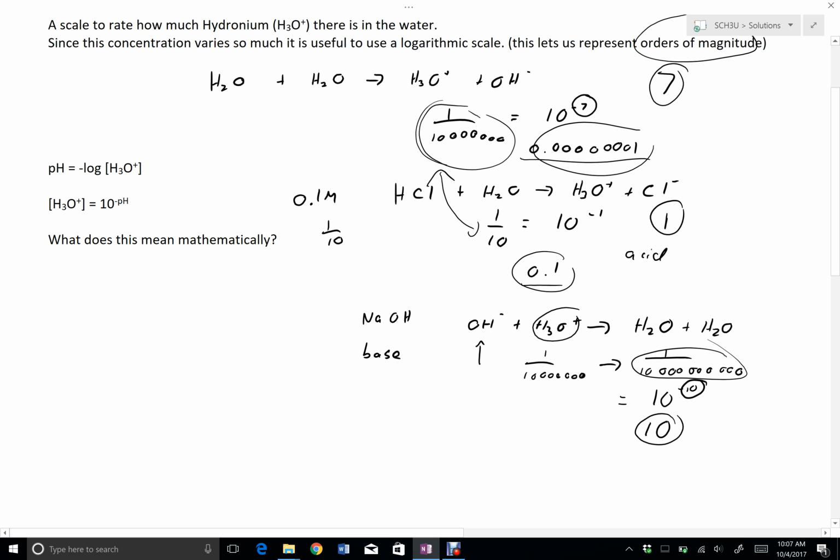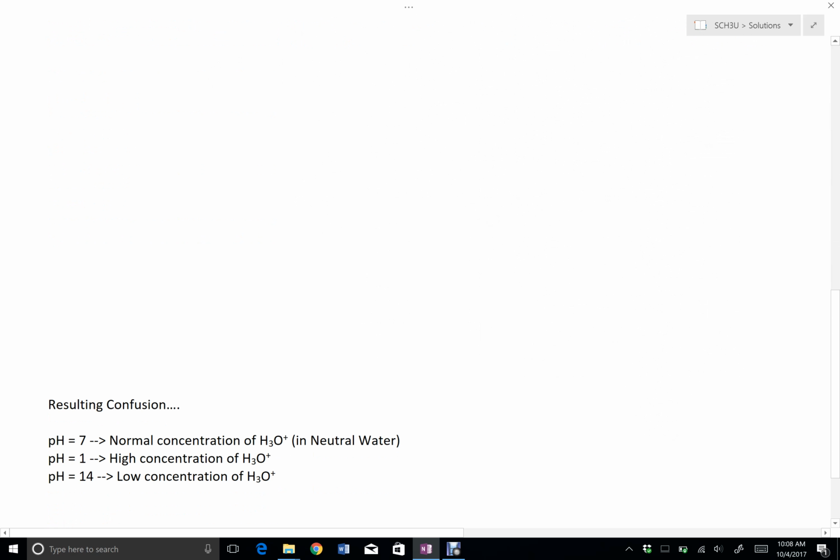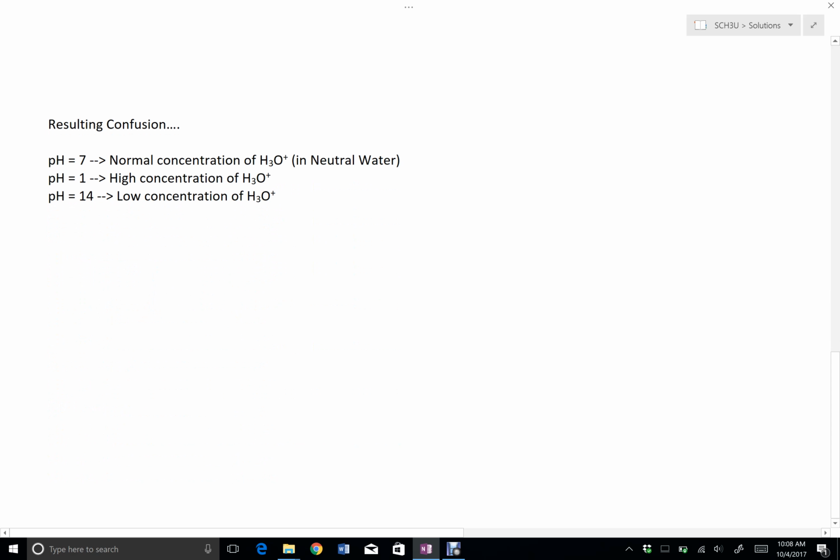How do we do this mathematically? Well, pH is equal to negative log of the hydronium concentration. Or, if I want to use the pH to get the hydronium concentration, hydronium is equal to 10 to the negative of whatever the pH value. In neutral water, 10 to the negative 7, we get a pH of 7.